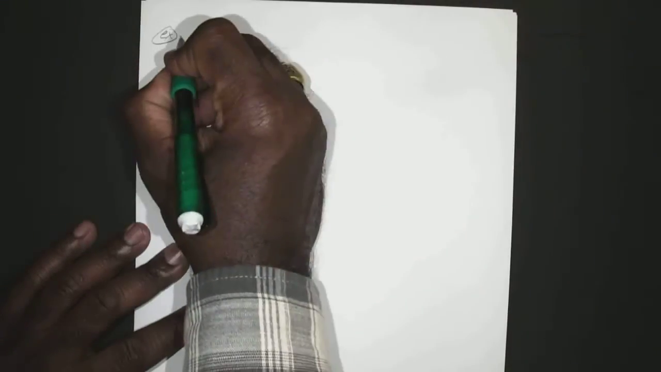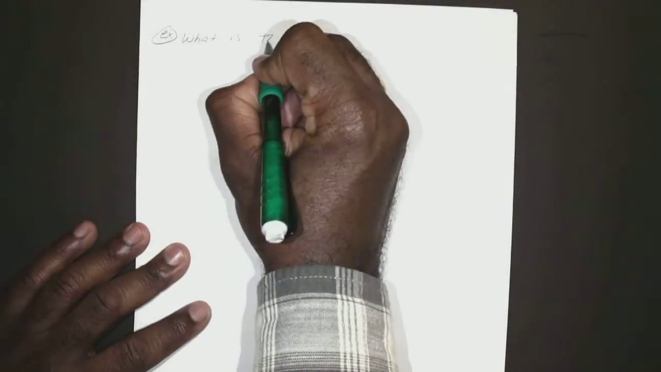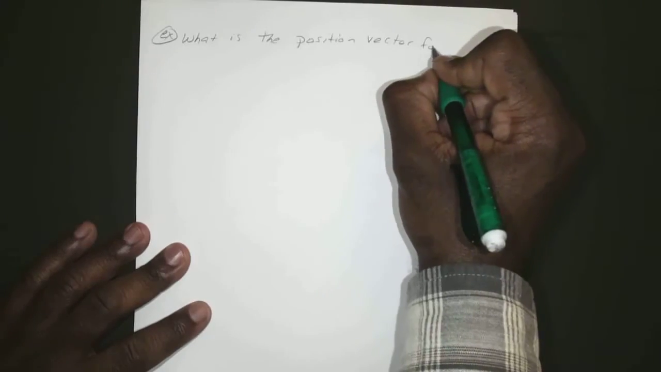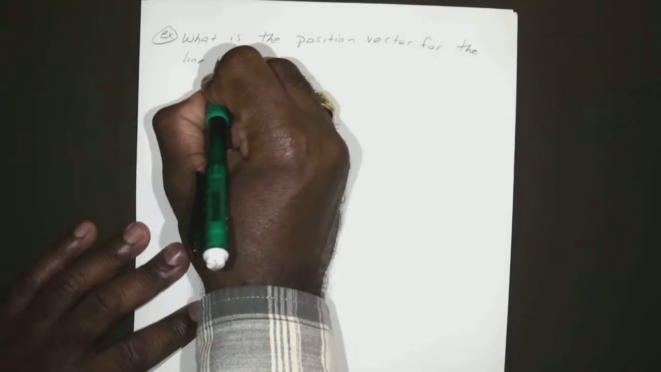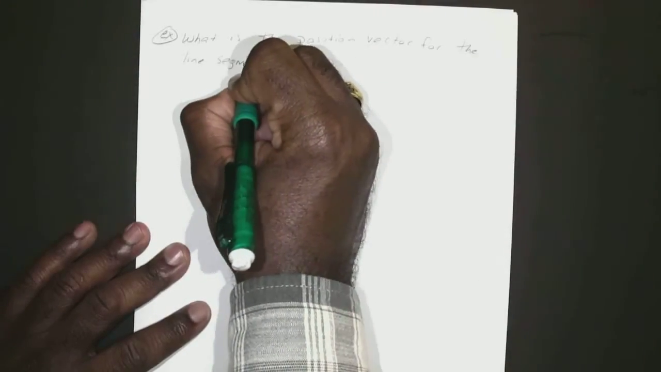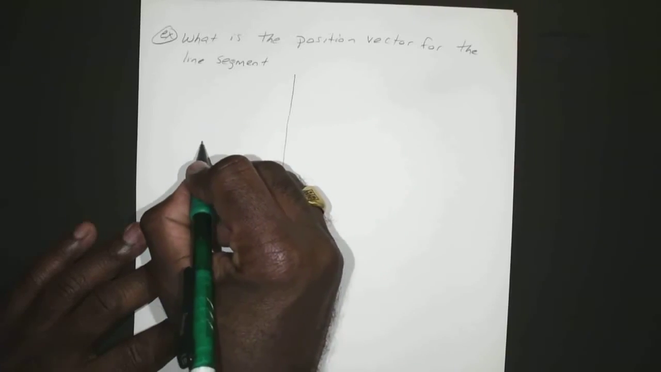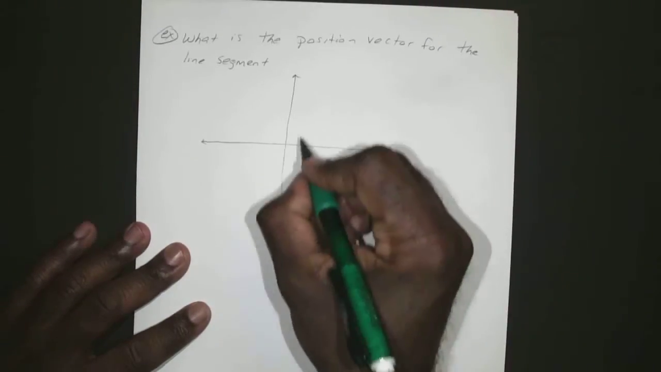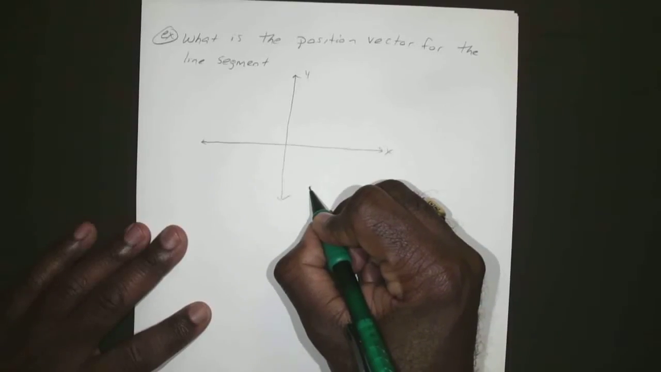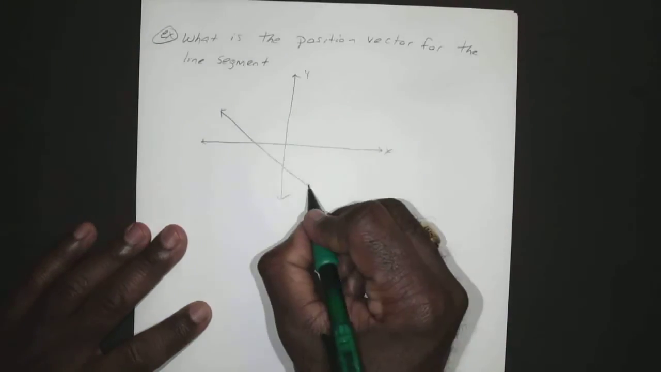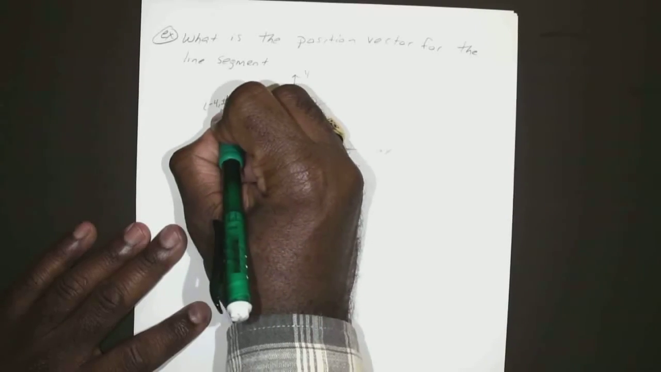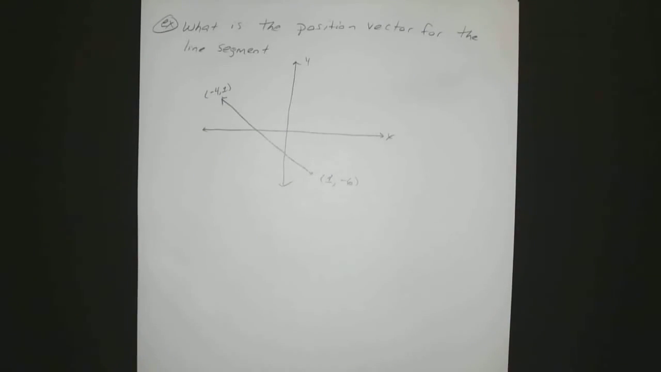So let's say if you want to know what is the position vector for the line segment, okay, so let's say here X and Y, and let's say this one goes here, where this is your 1, negative 6, and this is negative 4, 1. Okay, so we know just by the arrow that this is our terminal point.